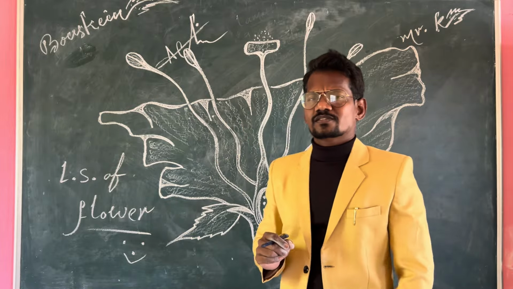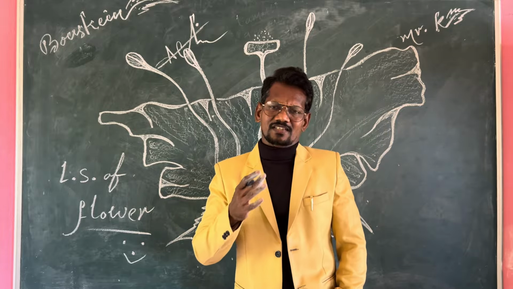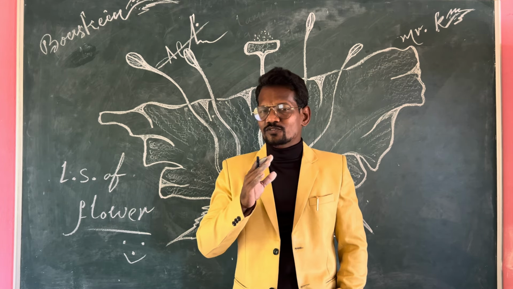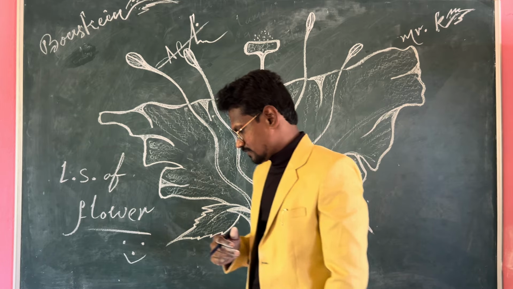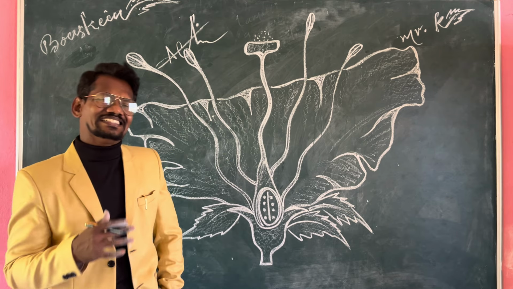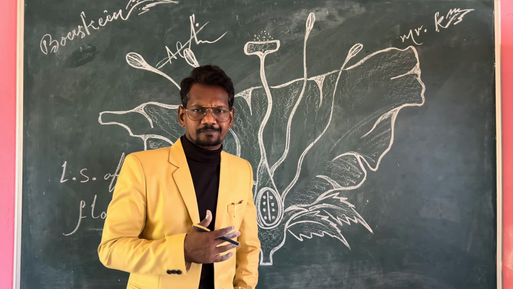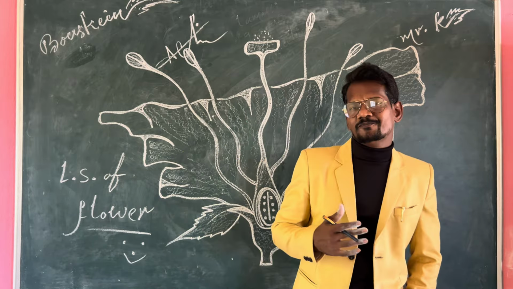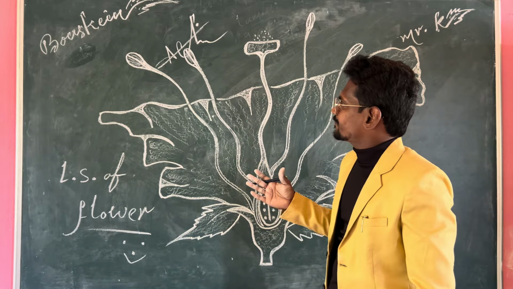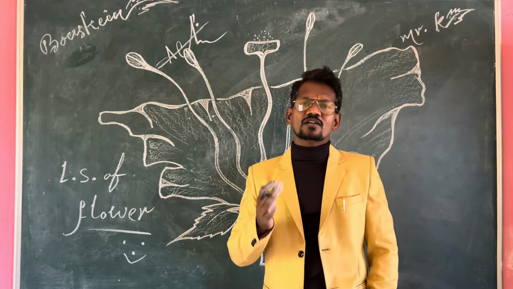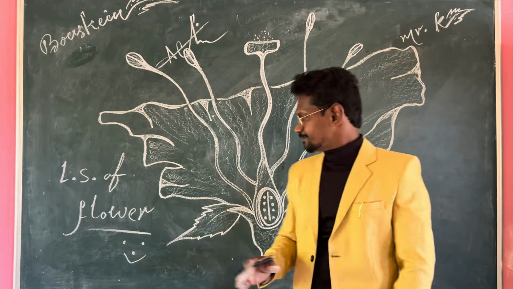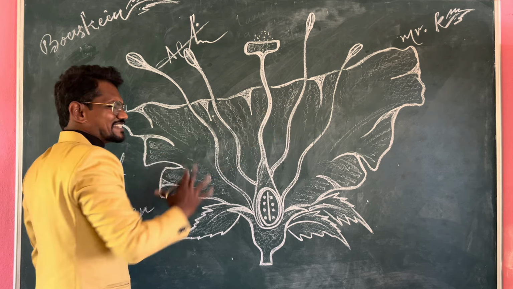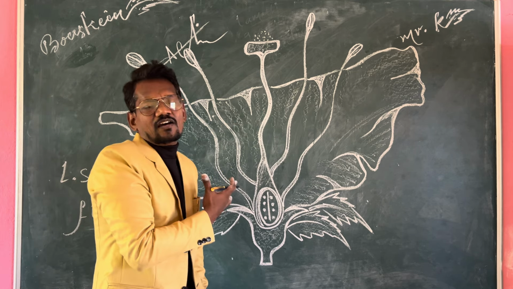Among all these parts, the reproductive part is the flower. The flower is a reproductive part. Why? Because the flower participates in the process of sexual reproduction. Due to this sexual reproduction ability, the flower is considered the main reproductive structure or organ. Let's see the detailed information of a flower. The diagrammatic and schematic presentation is there on the board.